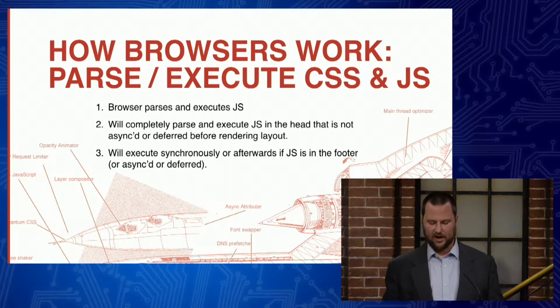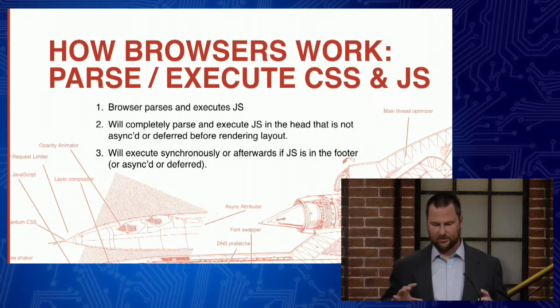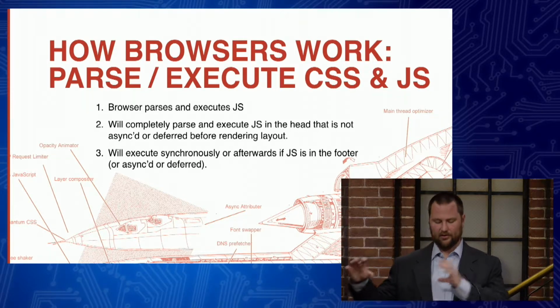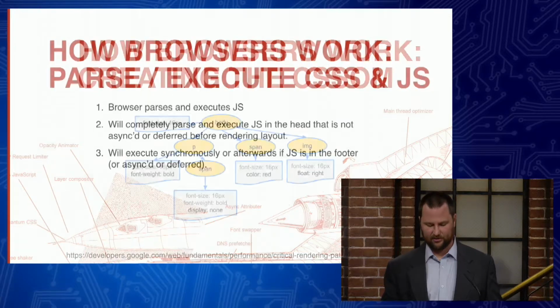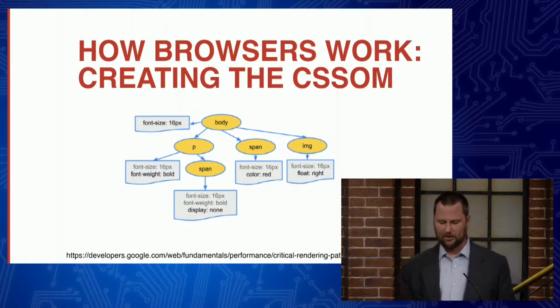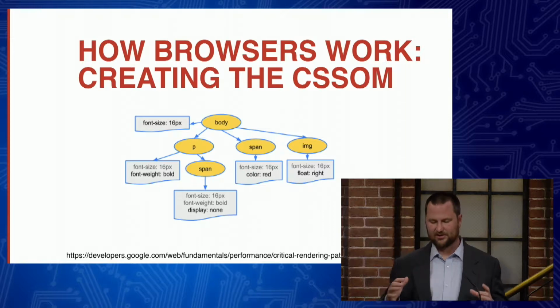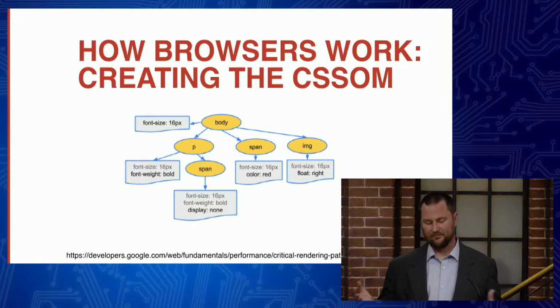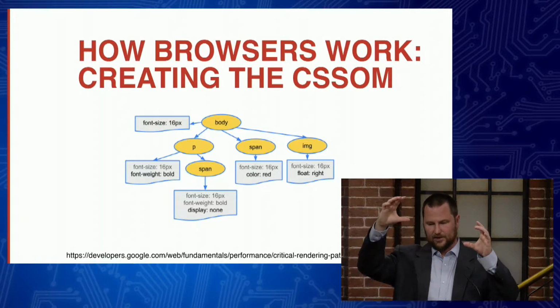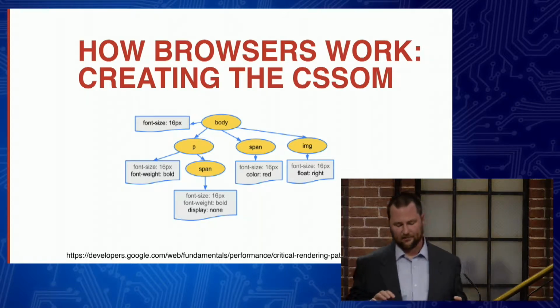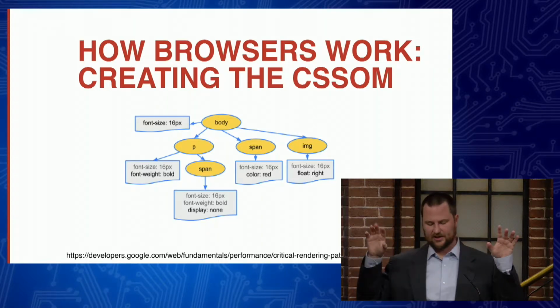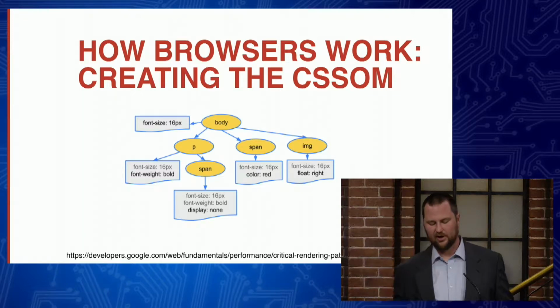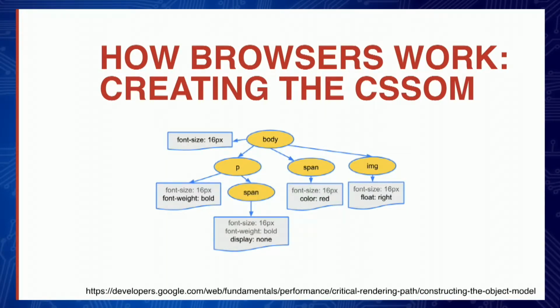And after, as it's rendering, it will either async or afterwards do the JavaScript that's in the footer. Once it downloads the CSS file, it will generate the CSS object model. The CSS object model is basically a big object, starting with the body, and you can see how the styles will cascade down into the lower styles. In this example, your body has a font size of 16 pixels, and that will cascade down to the paragraph tags and spans and everything else.